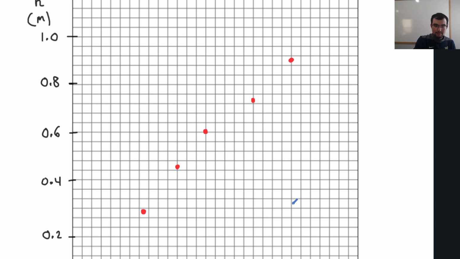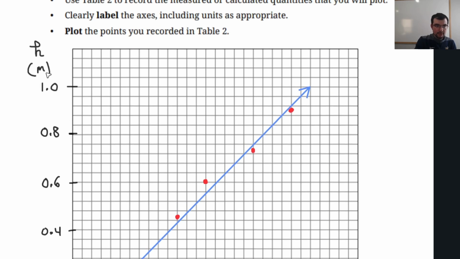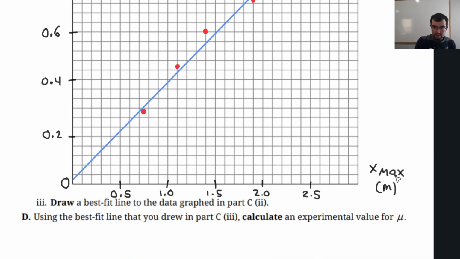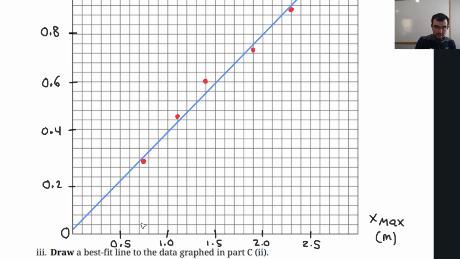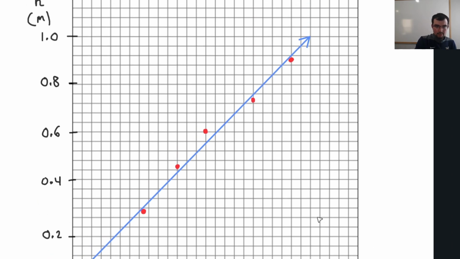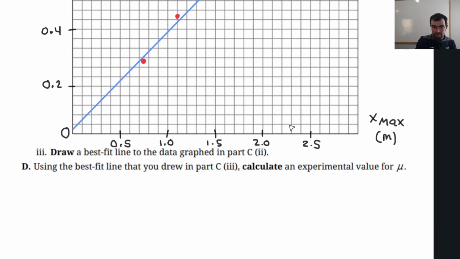So now we just have to draw a best fit line. And the best fit line is going to be pretty good in this case. I'm just going to try to get about half above, half below, maybe something like that. That looks pretty decent to me. So there's my best fit line. Notice I graphed height in meters, so I labeled my variable and my units. And I drew my origin, so a nice linear scale. I plotted my points, and I drew a best fit line.